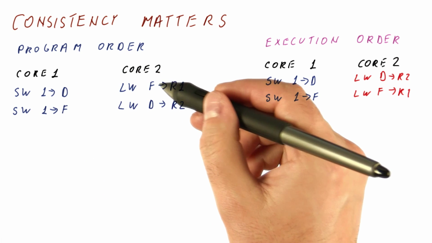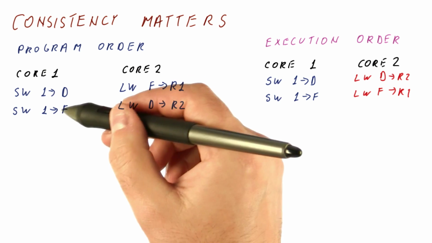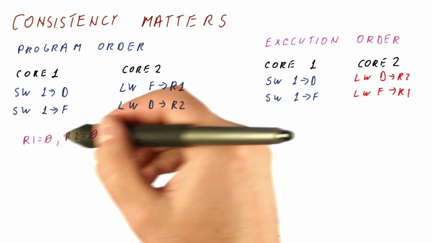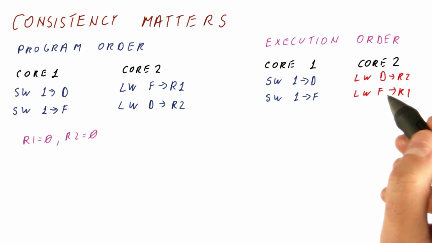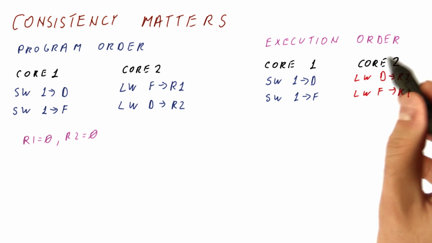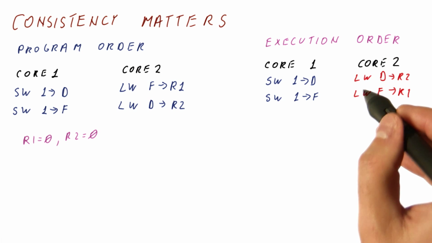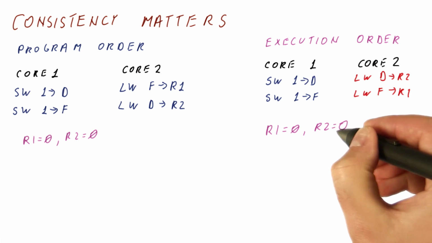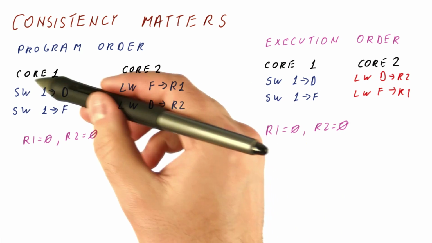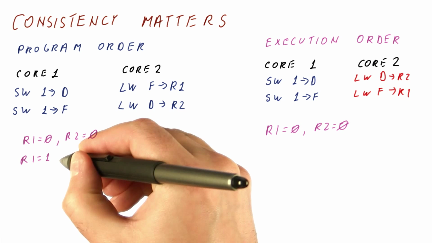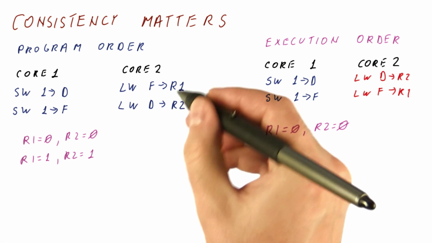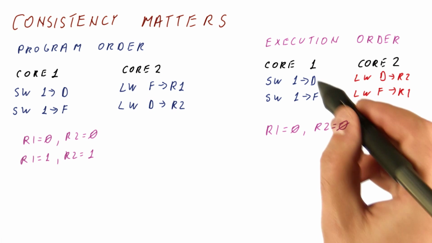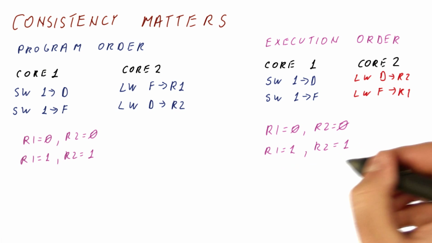In program order, these two loads on core 2 might execute before these two stores in core 1, so we can get R1 and R2 are 0. Here, these two loads in core 2, although they've been reordered, can still happen before core 1 gets to store, so we can get the same thing. These two loads can happen after the two stores, so we can get 1 in both registers here.